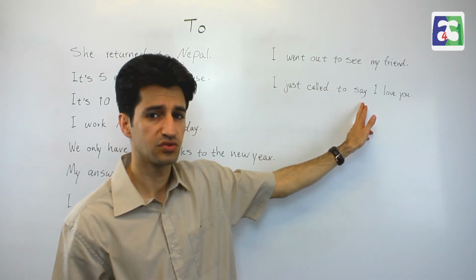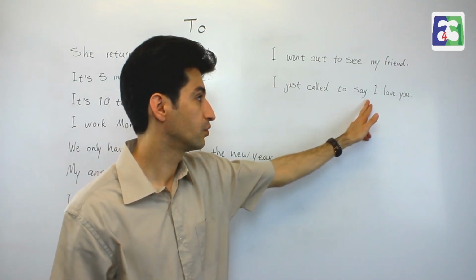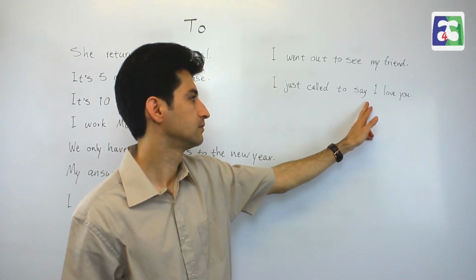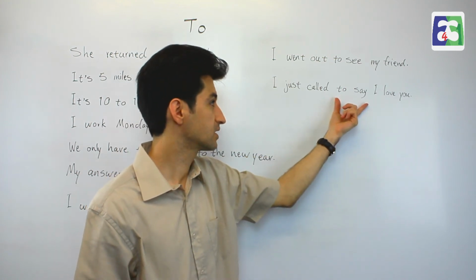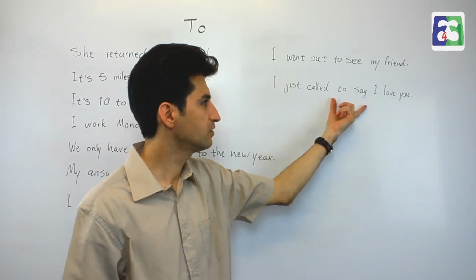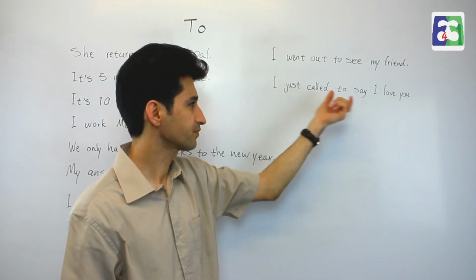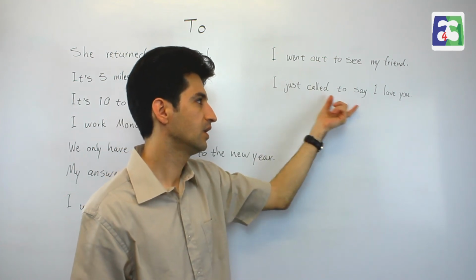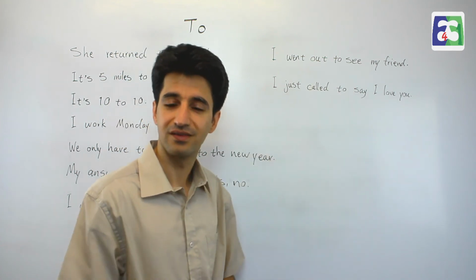Well, this is not an action to do, this is the reason. I called. Why did I call? To say I love you. Okay, so this is the reason for calling. So we use the to-infinitive after the verb, and that is the reason, that is the purpose, that is the intention of that action.